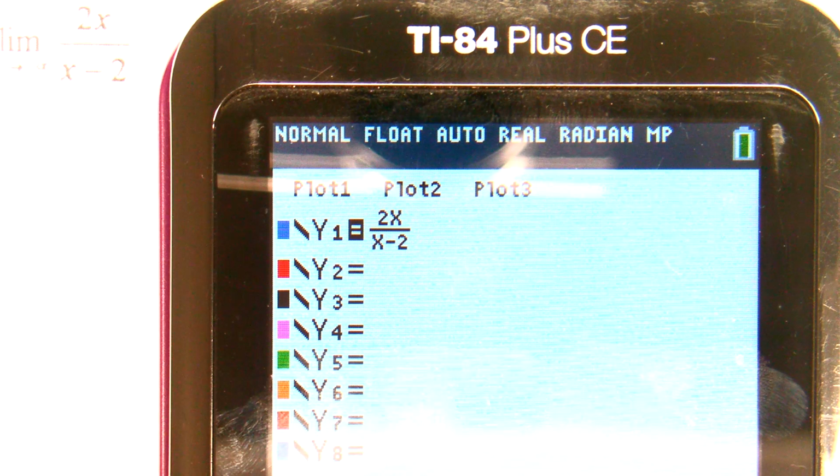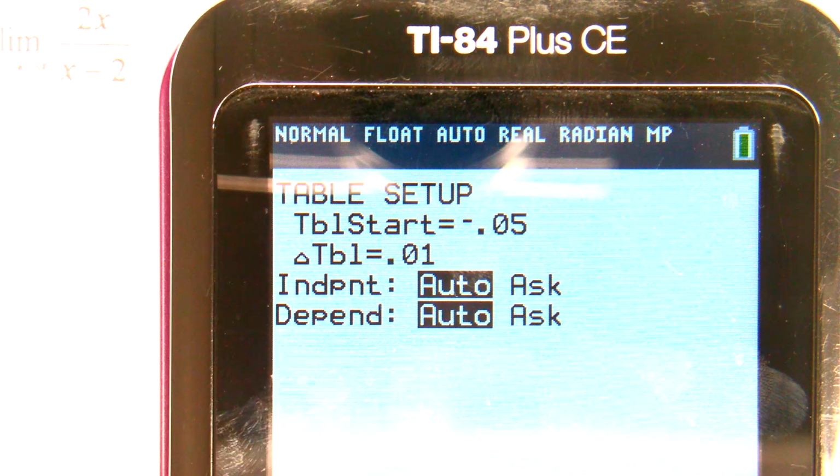Up above my top row, I have table over on the far side. But even before that, we have table set, and I'm going to start there because otherwise we're going to be all over the place. So I'm going to go into second and the window button, which says table set. We're going to look at what happens as x approaches negative infinity. Table start just tells me what value the table is going to be on when I first pull it up. So I'm going to put 0 in there, just to put us all in a neutral spot, right?